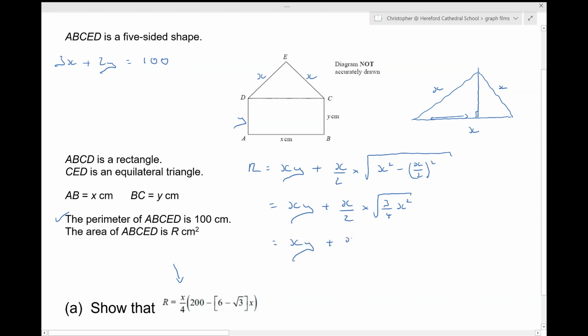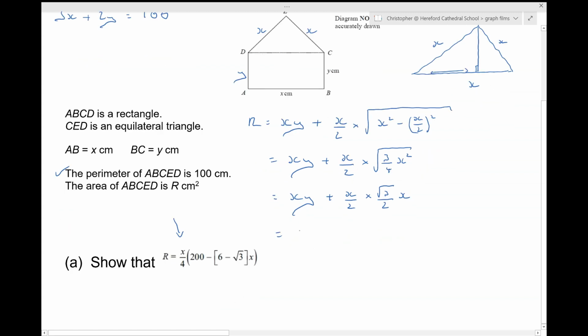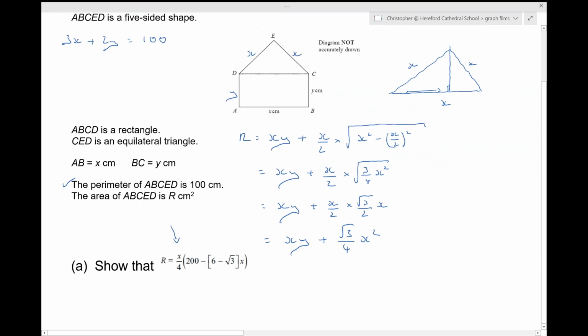xy plus x over 2 times root 3 over 2 times by x. Great. Carry on. xy plus root 3 over 4 x squared. Okay, there's an expression for r which I've come up with, and we can see the expression which they have provided me with in the question.